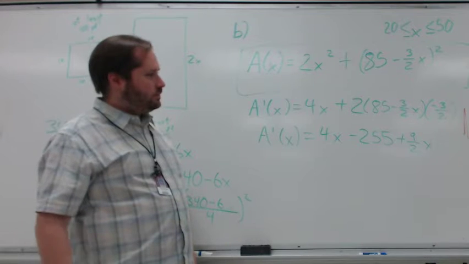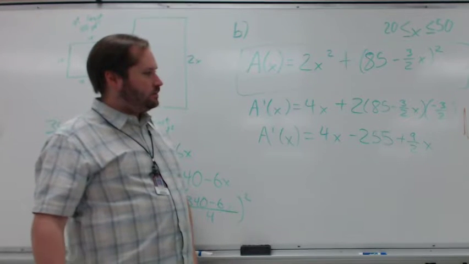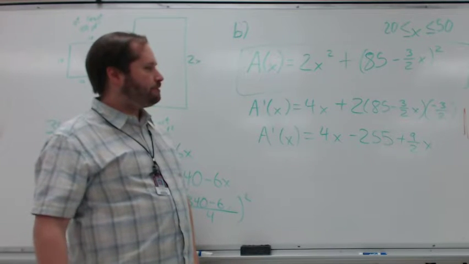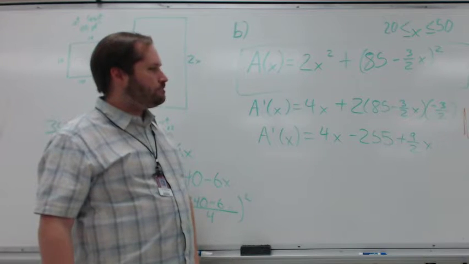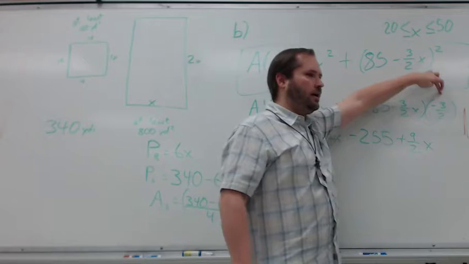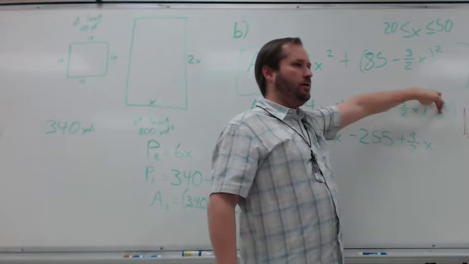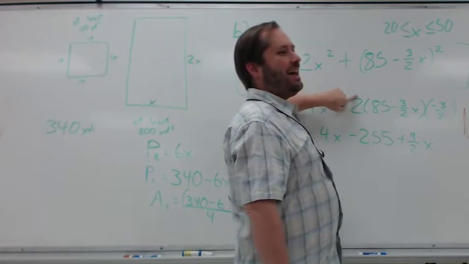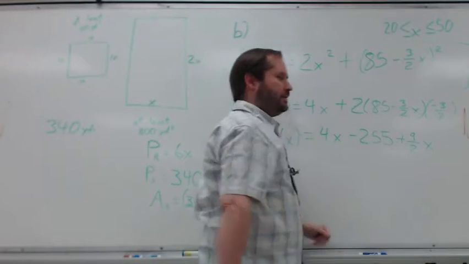17 over 2x is... Did you use the last fraction? Did you multiply the 3 halves, negative 3 halves? Yeah, negative 3 times negative 3 is 9. 2 times 2 is 4. But we got a 2 on the outside. So I'm pretty sure that's right.